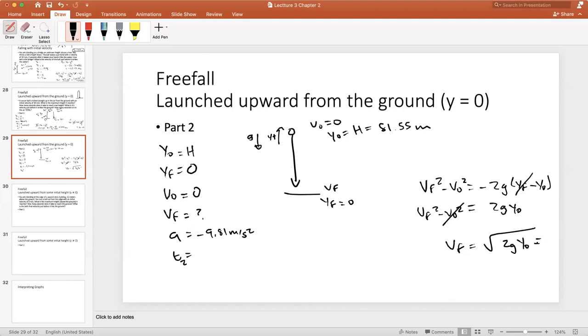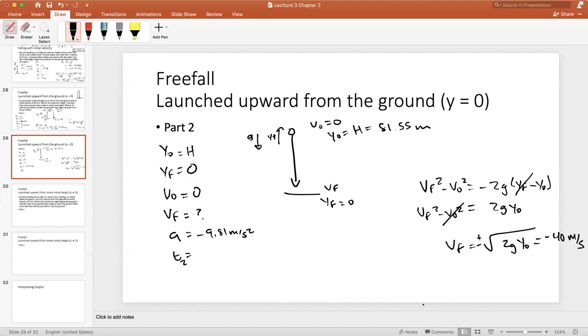Something went weird. So 2 times 9.81 times 81.55. Square root of 1600 is positive or negative. We're going to go with negative. We know it needs to be negative because it's falling. Negative 40 meters per second.